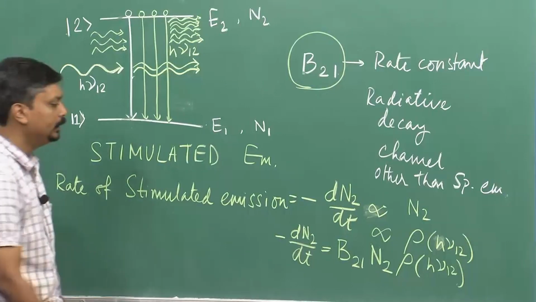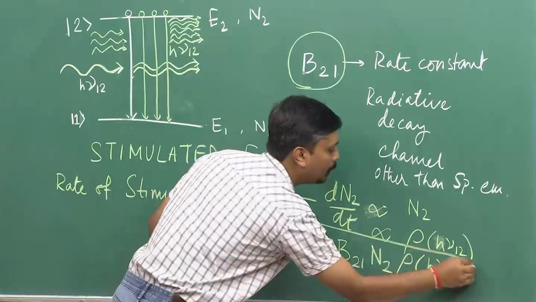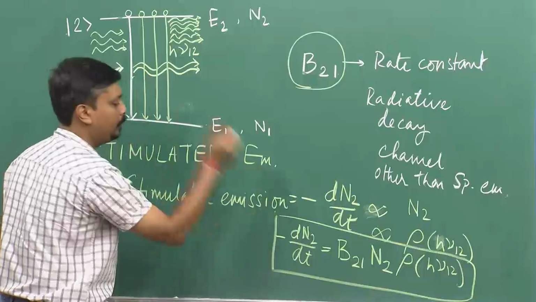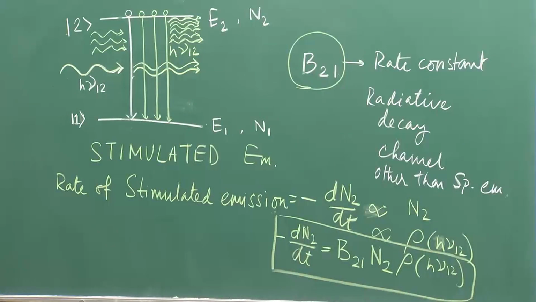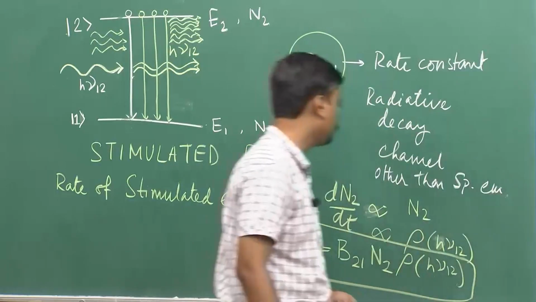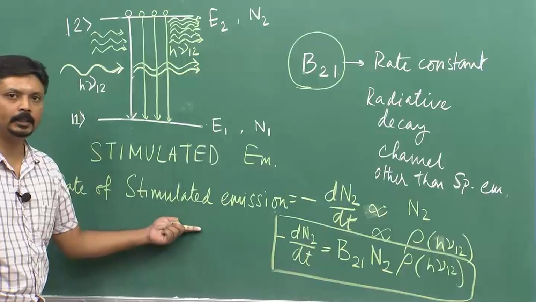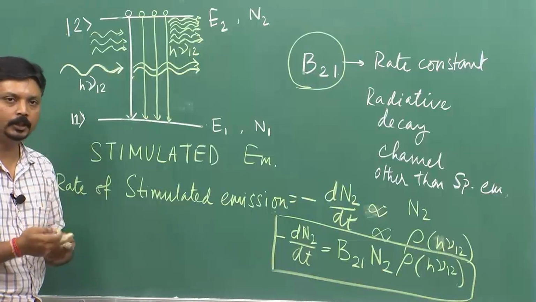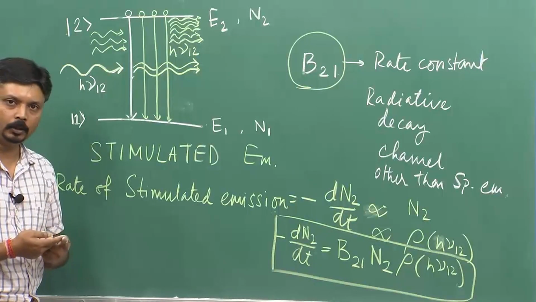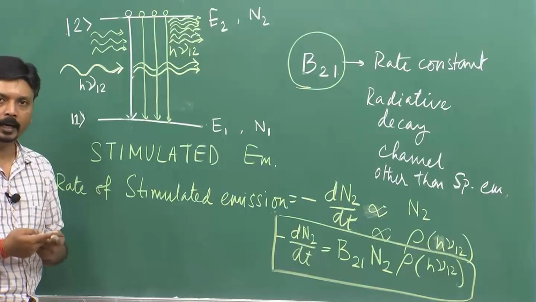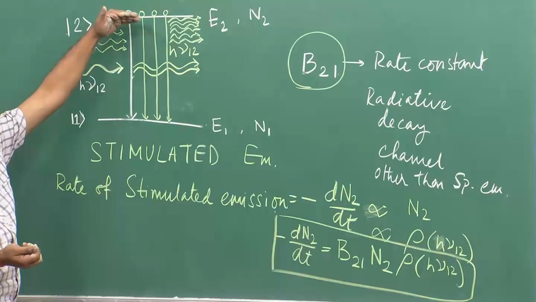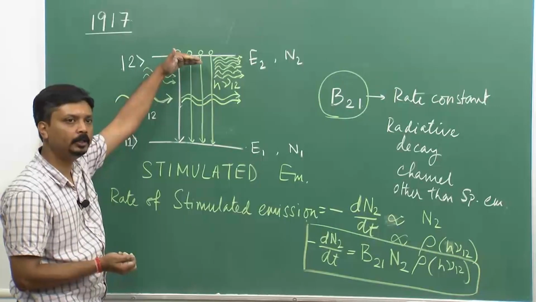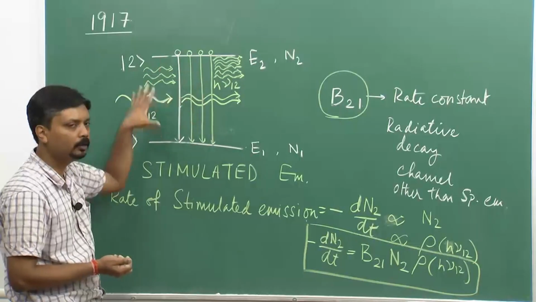Okay. So, this is the rate of stimulated emission. So, now I have got three processes: absorption, spontaneous emission, stimulated emission. All three processes have their own rates. So, absorption process is upward movement and spontaneous and stimulated emissions are downward movement in this picture.